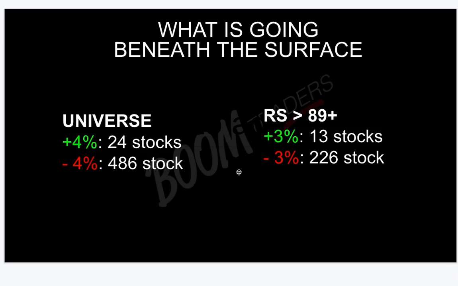The second thing that we look at is all the stocks which have a relative strength of over 89. Basically, this is one of the criteria for the stocks that we pick.